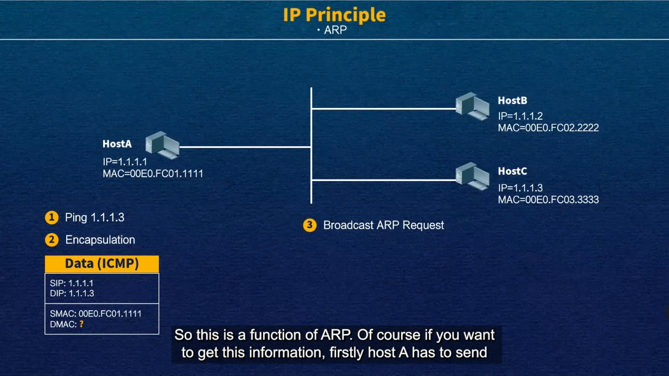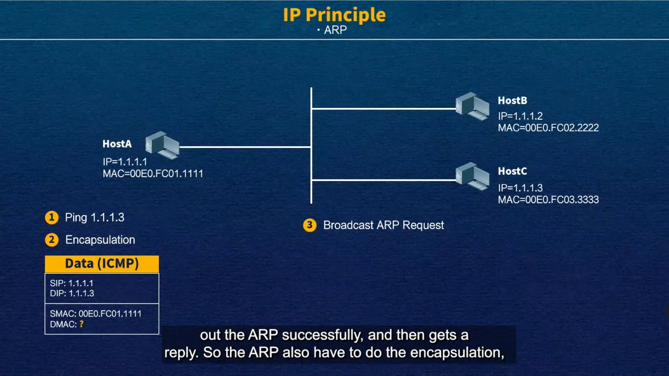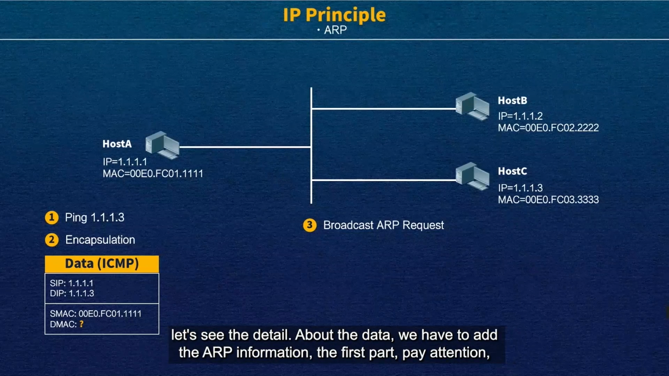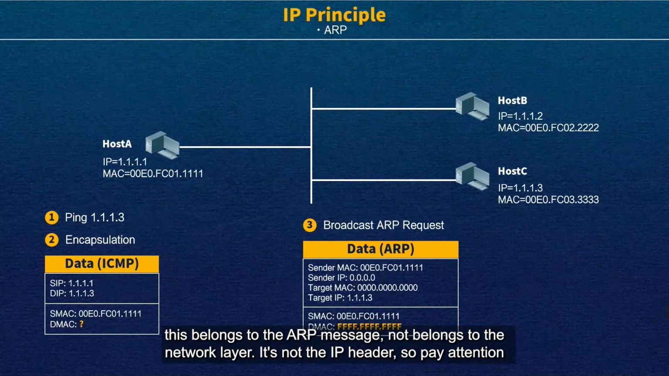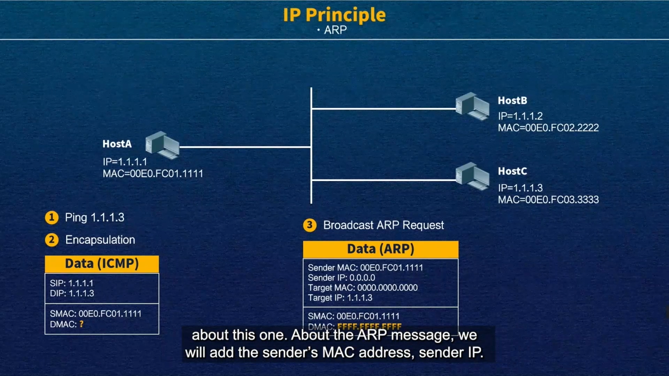Of course, if you want to get this information, host A also has to send out the ARP successfully and then get the reply. So ARP also has to do the encapsulation. Let's see the detail. After the data, we have to add the ARP information. The first part, pay attention, belongs to the ARP message, not to the network layer. It's not the IP header. So pay attention to this one.